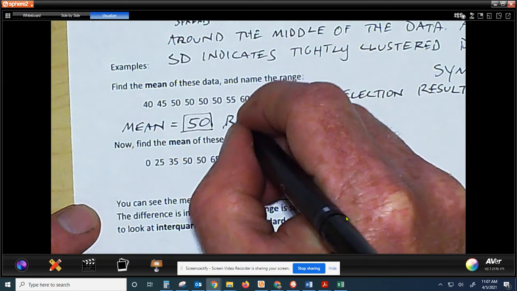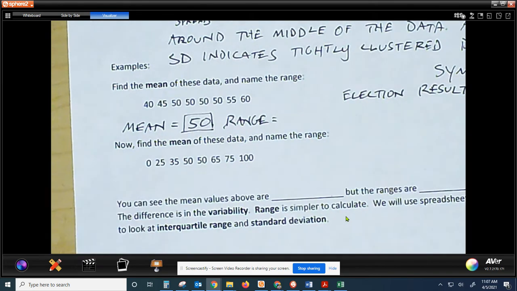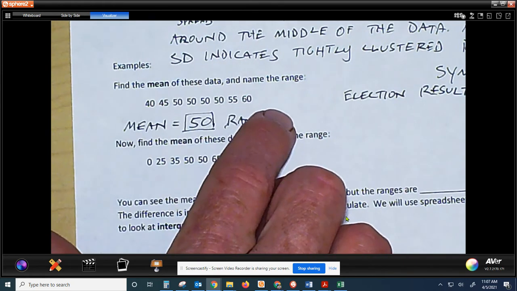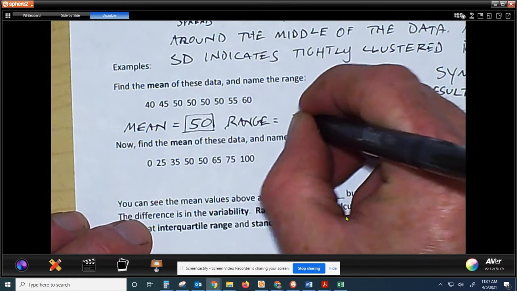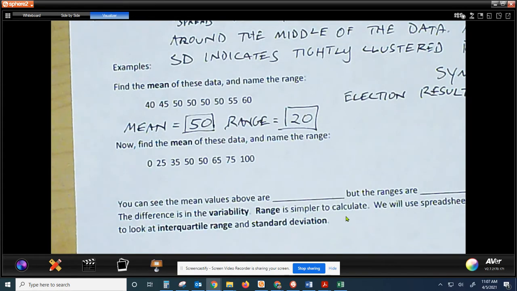But the range is a numerical count from smallest to largest. So why don't you guys give it a crack? What is the range of these data? Oh, I have my headphones on. What was it? How many digits between the smallest and the largest value? 20. Very good. The range of these data is 20. From smallest to largest.